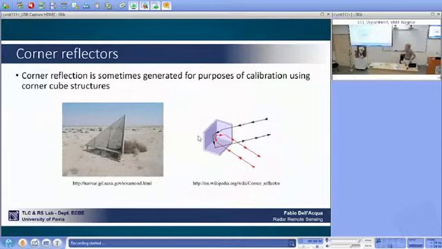Because if you build a structure like this made of metal with known measures, with known conductivity in a known place, then you can expect a known amount of backscatter from it. And so you can tune the reading of the system based on what you expect from such a structure. Okay. And then I think I will stop here.